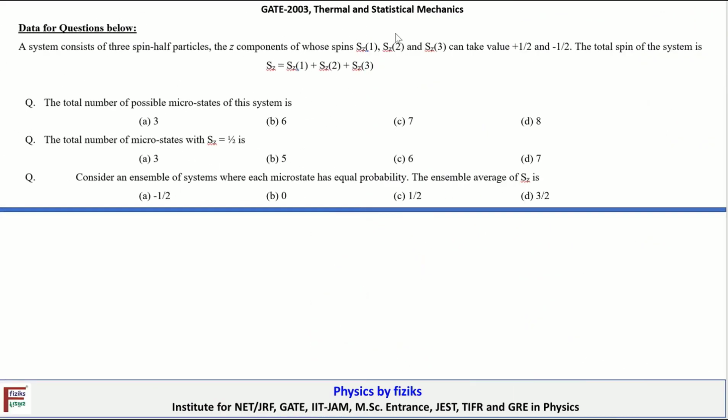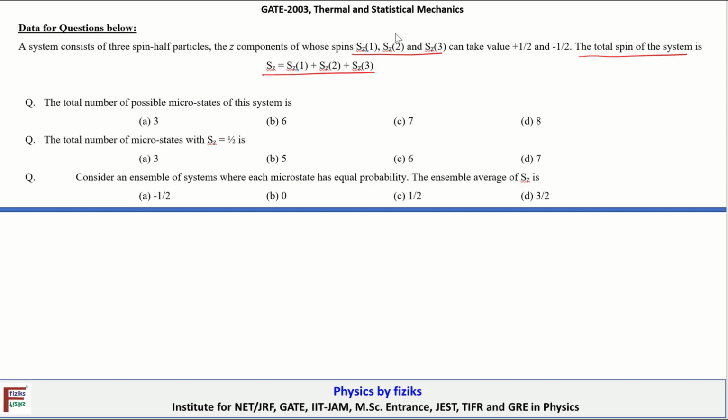So let's take a look at the next problem. The statement is: a system consists of three spin half particles, the Z component of whose spin is Sz1, Sz2 and Sz3, which can take values of plus half and minus half respectively. Each spin can take either a plus half value or minus half value. The total spin of the system is given by this expression here.